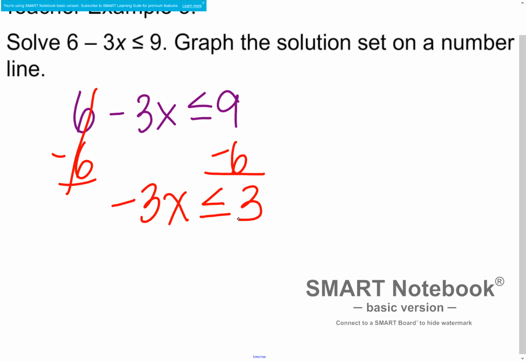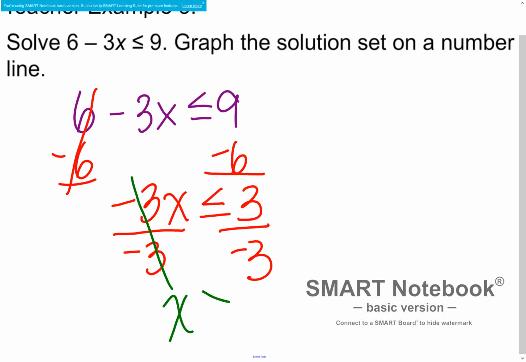Don't forget that subtraction sign is also the same as adding a negative. So now I'm left with this one-step inequality where x is being multiplied by negative 3. So to undo multiply by negative 3, I'm going to divide by negative 3. So this negative 3 divided by negative 3 makes 1. So I'm left with x. Because I divided by a negative, I have to reverse my symbol. So now it's going to be greater than or equal to negative 1.